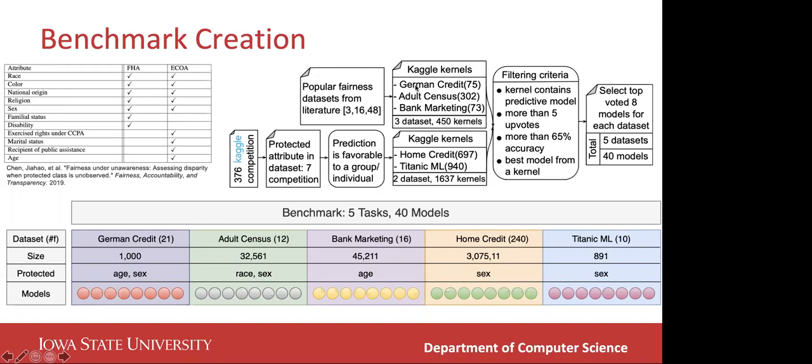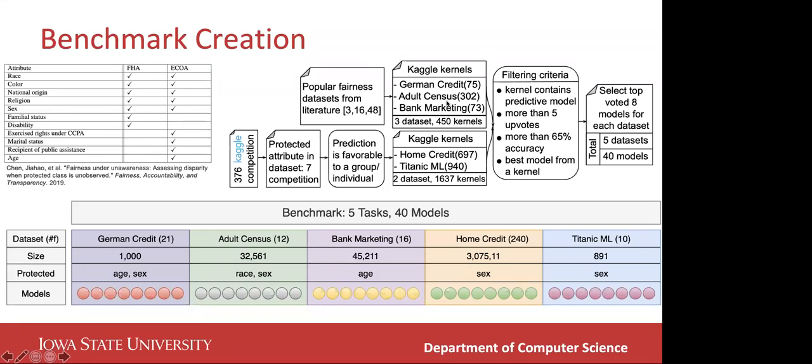Like you can see these three data sets: German credit, adult census, bank marketing. These data sets have been used. We found some more data sets in the literature, but those are not available on Kaggle. So first we went to the literature and collected the data sets, and we checked if those data sets are available on Kaggle, and then we collected the models people submitted for those data sets.